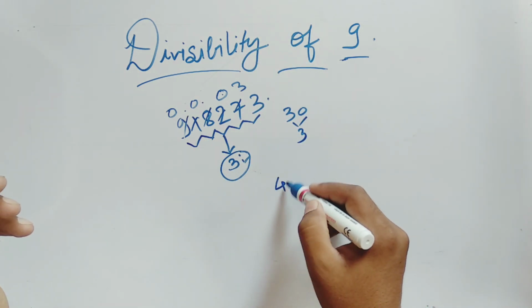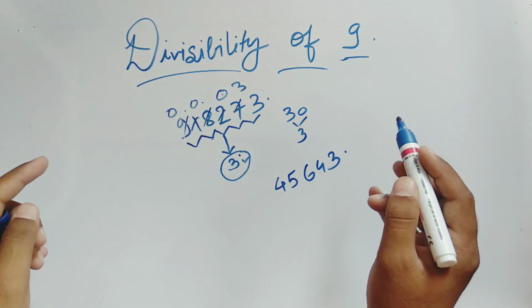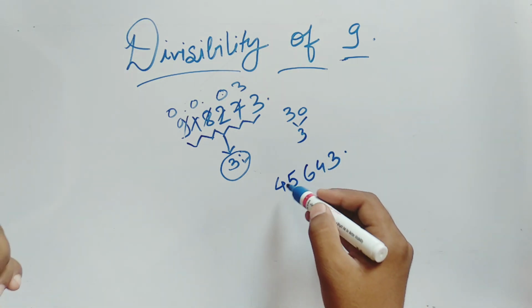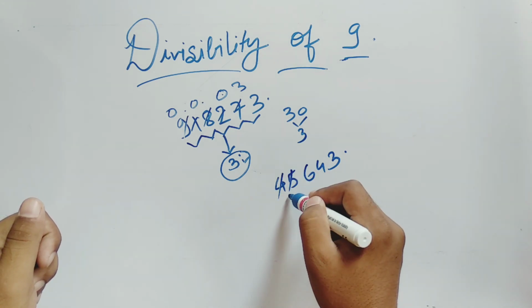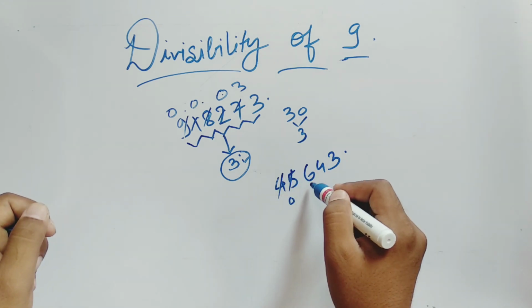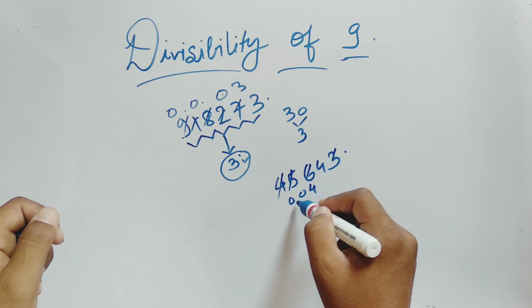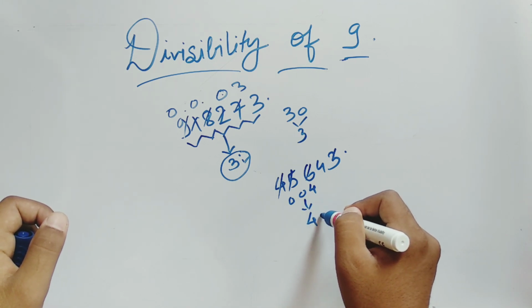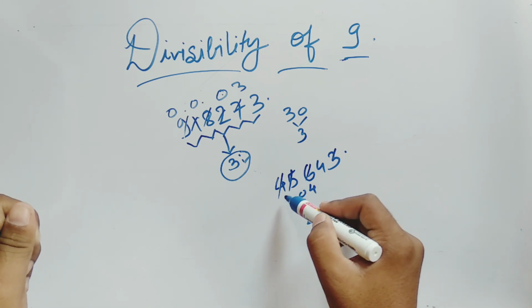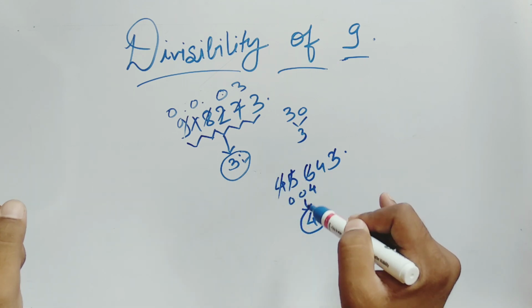Now we can check one more example, 45643. So the method I prefer personally is just to rule out the digits which add up to 9. That is 5 plus 4 is 9, which gives the single digit 0, 6 plus 3 is 9, 0, and this 4. So 0 plus 0 plus 4 will give the single digit as 4. So it states that when this number is divided by 9, we get 4 as a remainder.